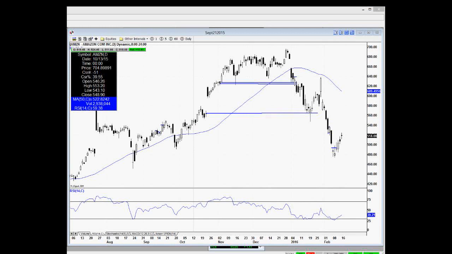Do I use futures? I do use futures. I trade them as well. I just feel like a lot of subscribers have to pay for a different feed to get access to that.